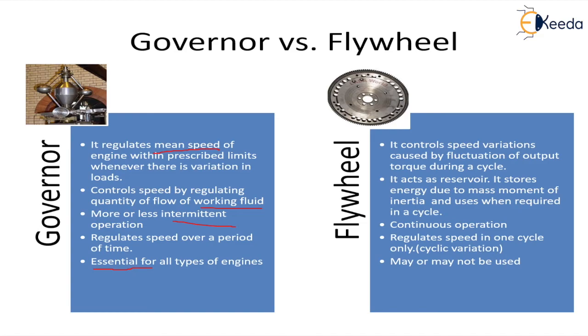Now flywheels control the speed variations which are caused by the fluctuation of output torque, right? And this is basically a cyclic variation. It is controlling the cyclic variation. The working of a flywheel is for one cycle. In one cycle, because of the fluctuation of output torque, the speed increases. It is acting as a reservoir. Because of the increase of speed, energy is created. That energy is stored in the wheel, and whenever it is required in the cycle, it is being used. So it is a continuous operation. In a cycle, at the beginning, it stores the energy. During the cycle, whenever that energy is required, it gives it back to the system, right? It is giving back to the engine.